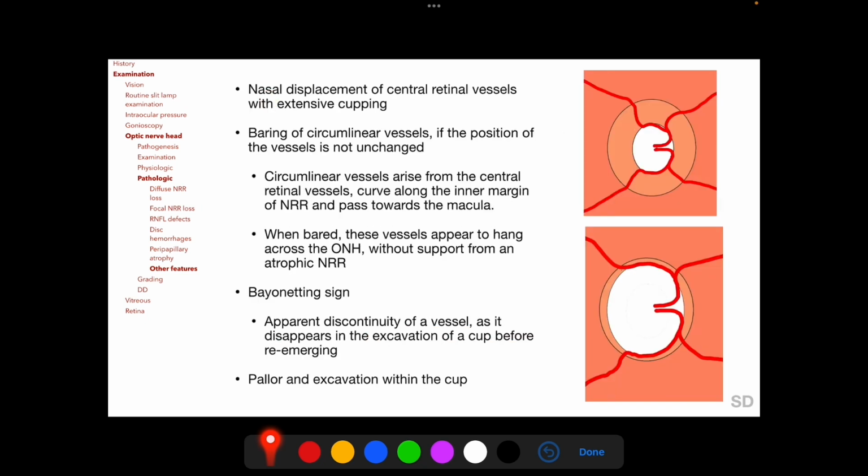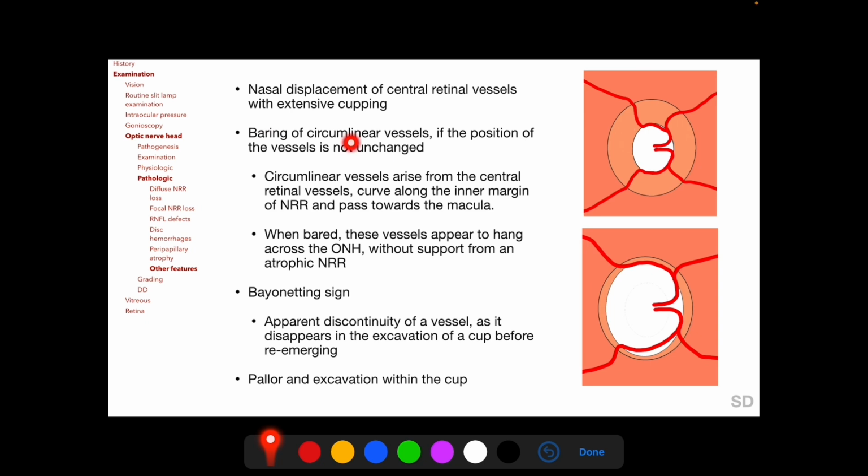Nasal displacement of the central retinal blood vessels, as shown here in this diagram, occurs with significant enlargement of the optic cup. So this is the temporal aspect of the optic disc and this is the nasal aspect of the optic disc, and with enlargement of the optic cup, the central retinal blood vessels shift nasally as they maintain their position adjacent to the inner rim of the nasal sector of the neuroretinal rim.